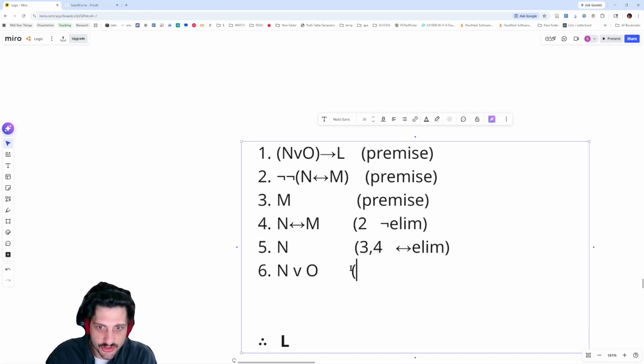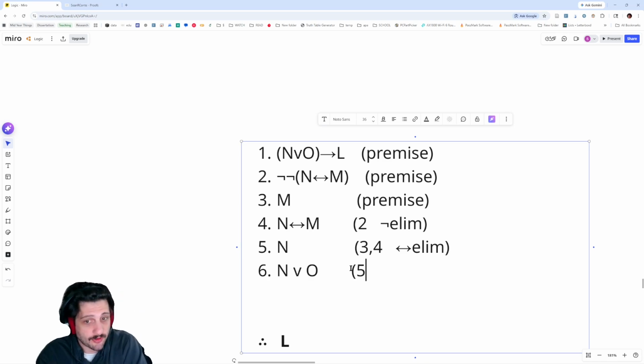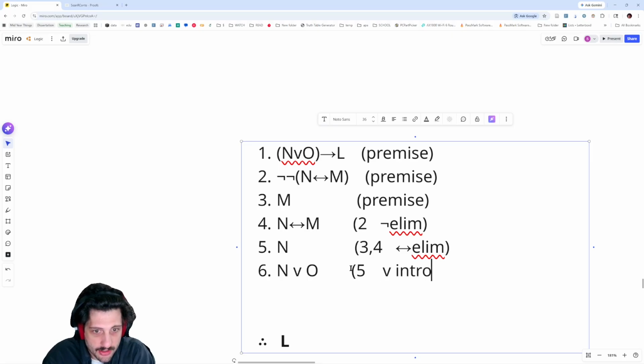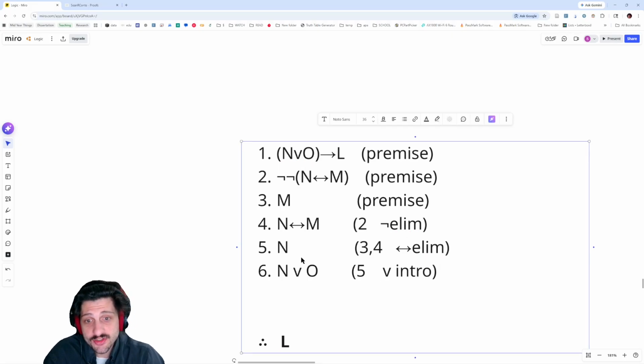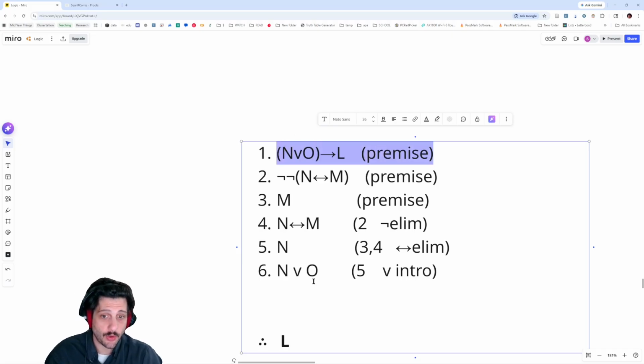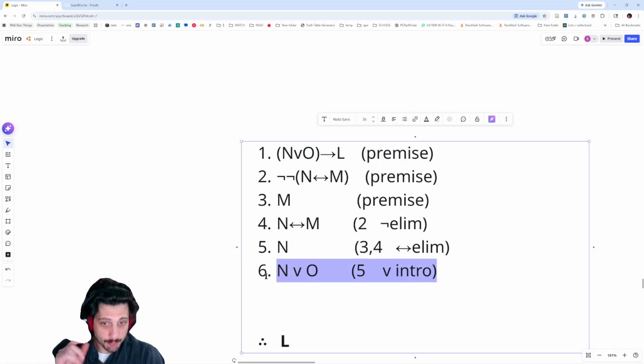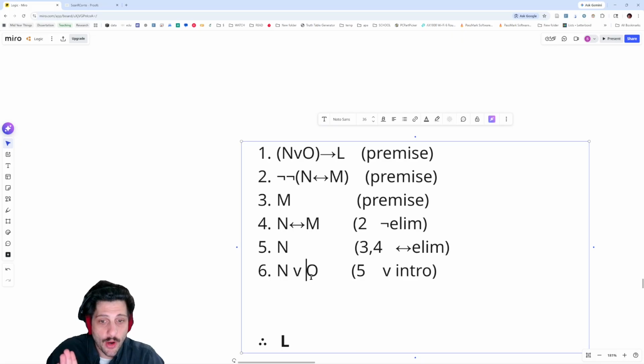And all that this is just line 5. It's not from line 1. It's just from line 5, or introduction. I'm thinking ahead to use it in combination with line 1, but just be careful here. Why do I know that N or O is true? The only reason I know N or O is true is just because I know N is true. It has nothing to do with line 1. I only believe N or O is true because N is true.